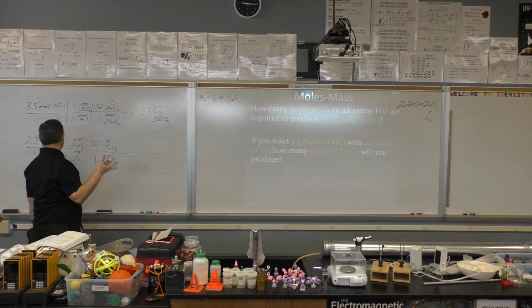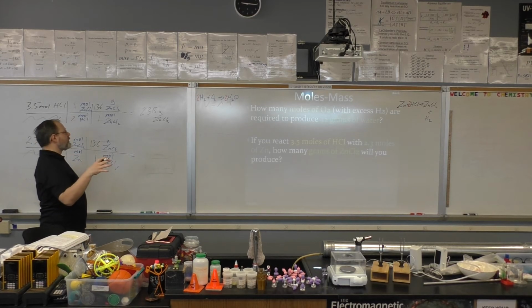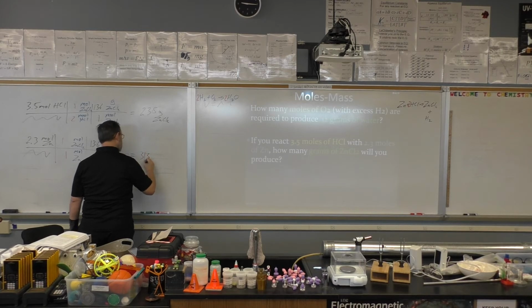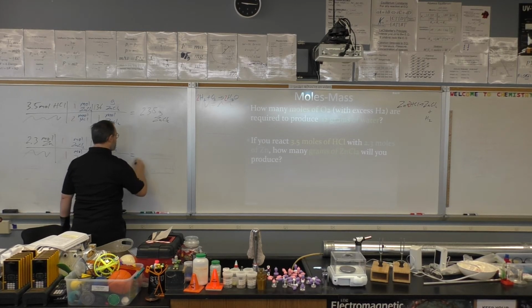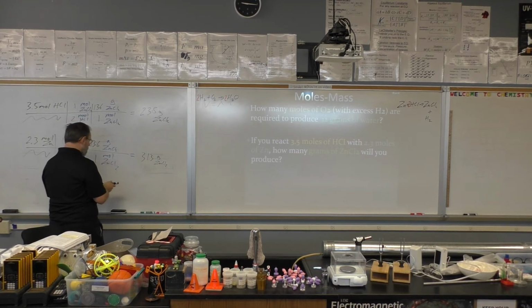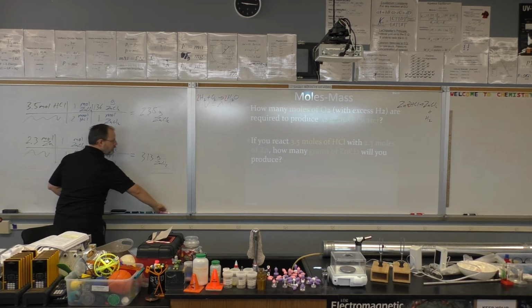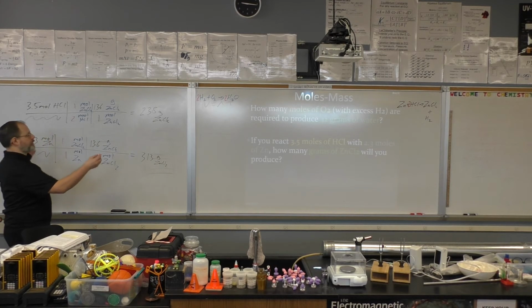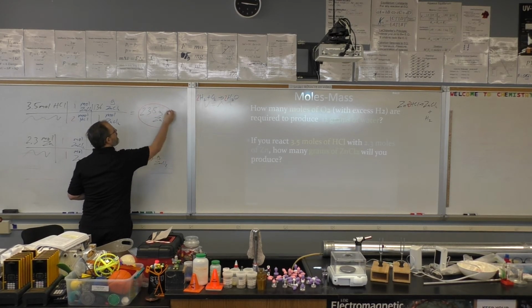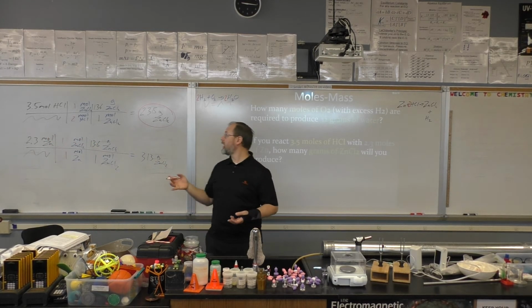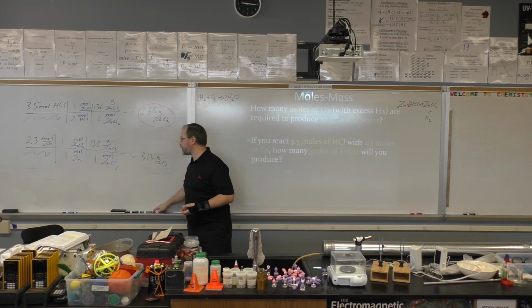And if zinc is the limiting reactant, how much zinc chloride do we make? 313 grams of ZnCl2. So, which one's the proper answer? 238. Yeah, 238. Again, the limiting reactant is the one that makes the least product. So the correct answer is 238 grams of zinc chloride.